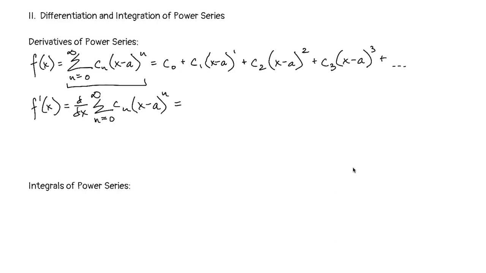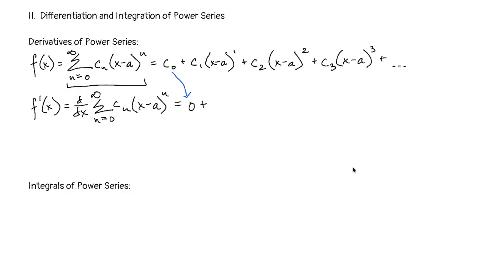And so let's go term by term. When I take a derivative of c sub 0, what do I get? 0. I get 0, yeah. So this derivative gave me 0. Okay. What if I take the derivative of c sub 1 times x minus a to the 1? What do I get?